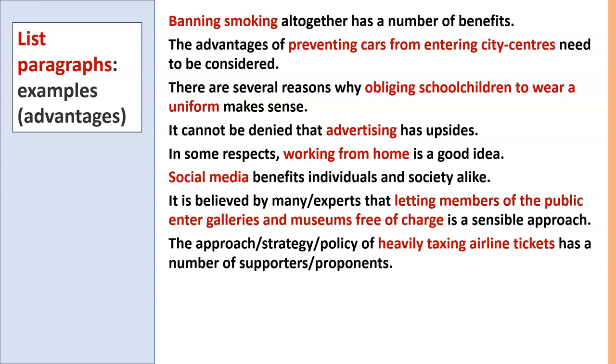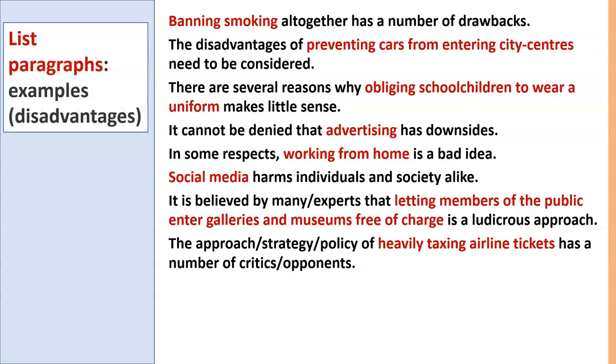Something similar works in advantages and disadvantages questions. So here are possible topic sentences for advantages. "Banning smoking altogether has a number of benefits," and the rest of the paragraph lists those benefits. In your disadvantages section, "Banning smoking altogether has a number of drawbacks," and you spend the paragraph listing those drawbacks.